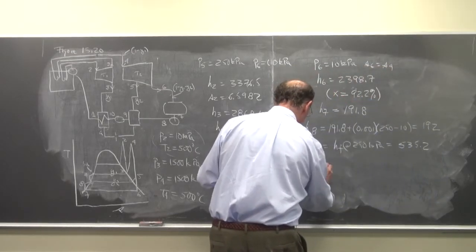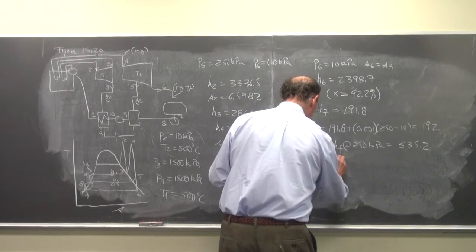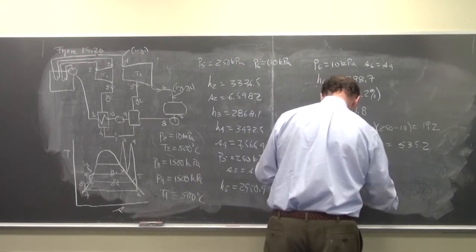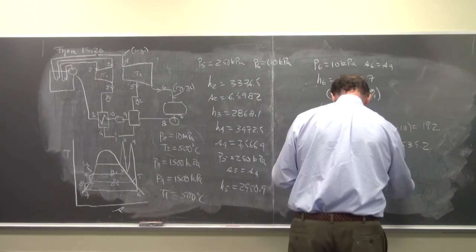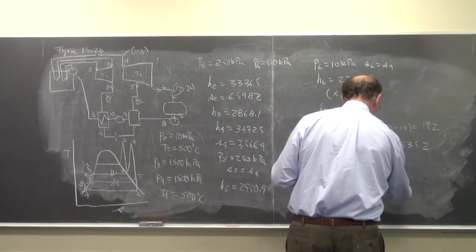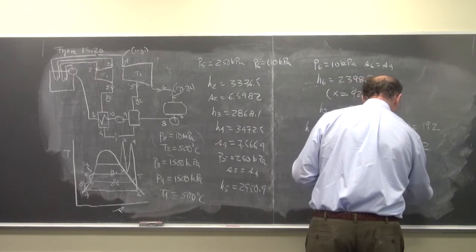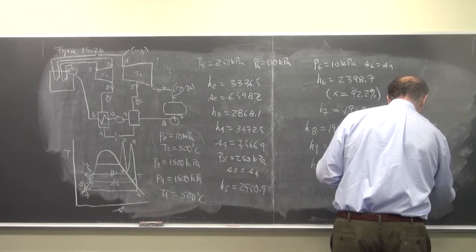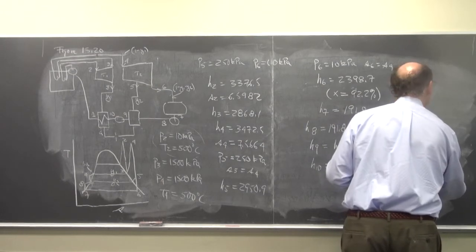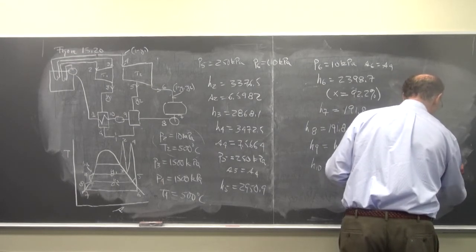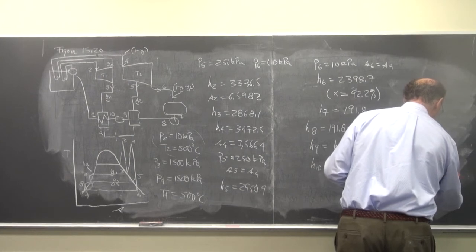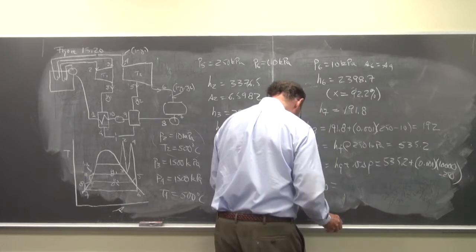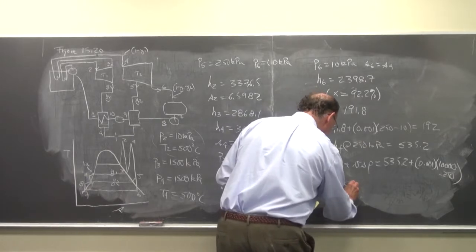H10 is equal to H9 plus V delta P. So that's equal to 535.2 plus 0.001 times 10,000 minus 250. So H10 is equal to 545.